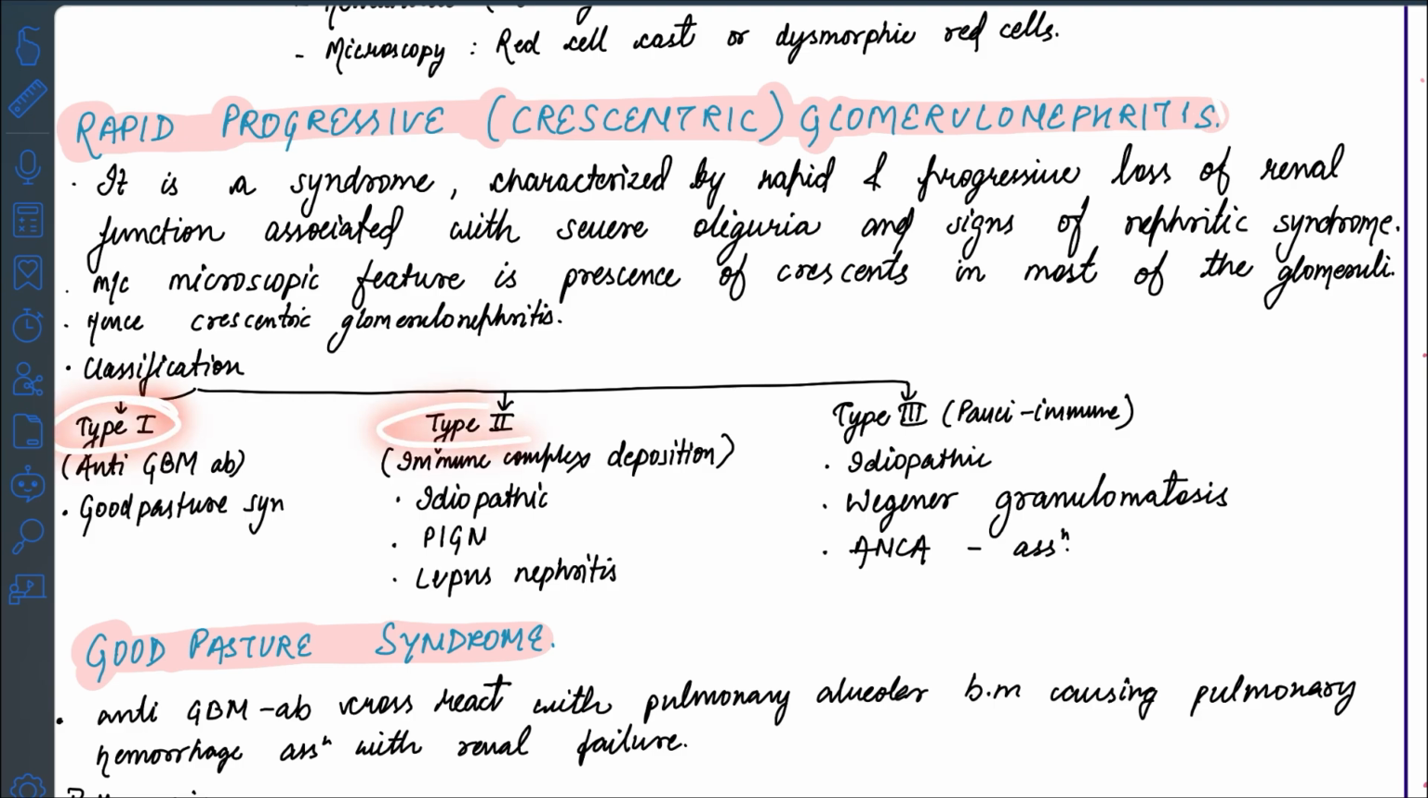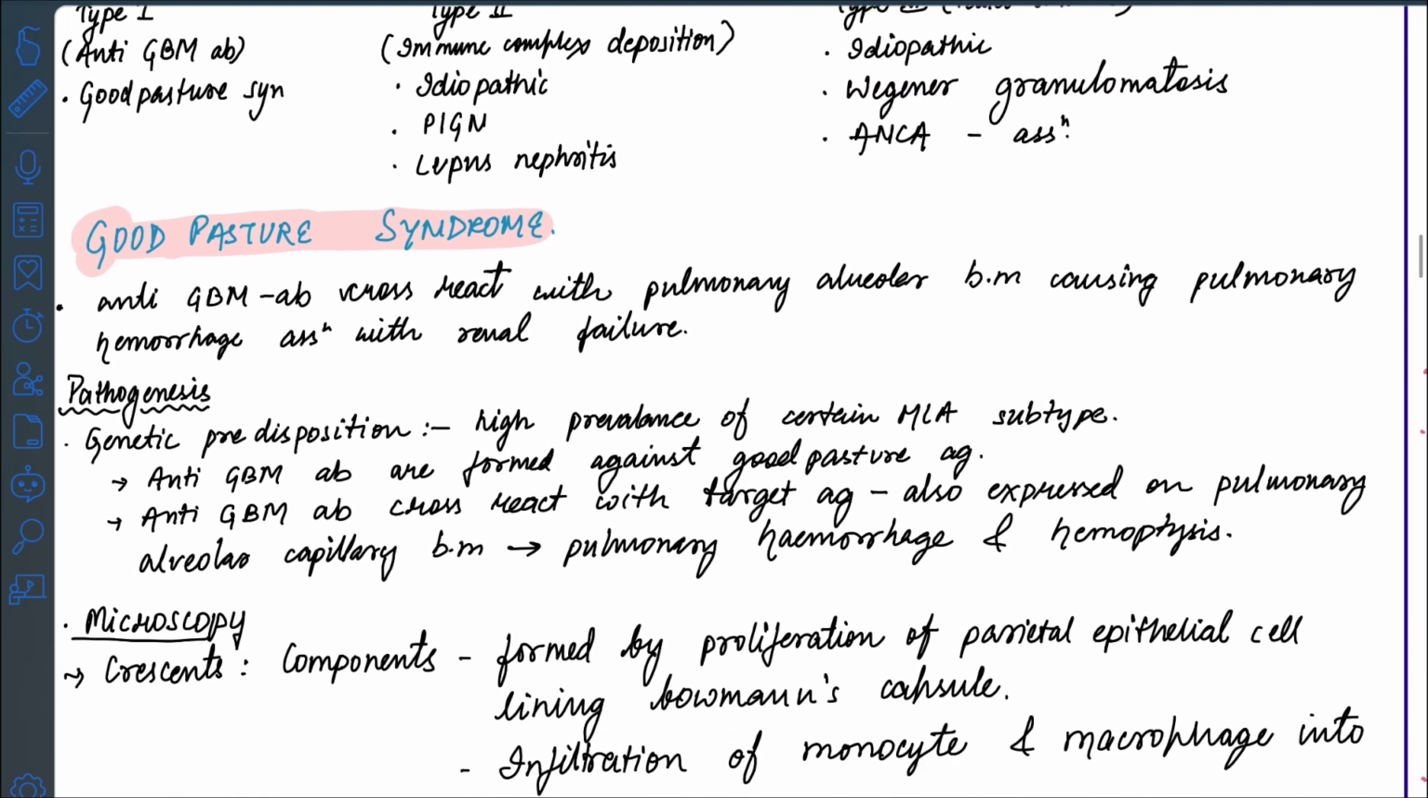अब इस disease को हम लोग classify करते हैं into type 1, type 2 and type 3. Type 1 is anti-glomerular basement membrane antibody formation के कारण हो रहा है ये. Good example is Goodpasture syndrome. Type 2 is actually immune complex deposition based. It can be idiopathic and it can be PIGN or it can be lupus nephritis. Now, the type 3 is pauci-immune. It can be idiopathic, Wegener's granulomatosis, or it can be ANCA associated.